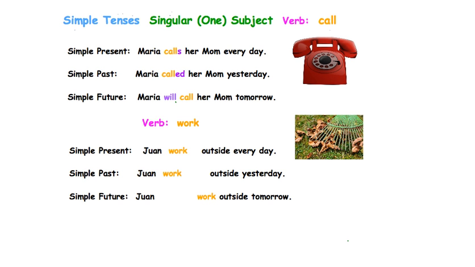Today we're going to talk about the verb tenses in the past, present, and future. We call these simple tenses. They're the most basic of the verb tenses. We'll start by looking at the verb call.